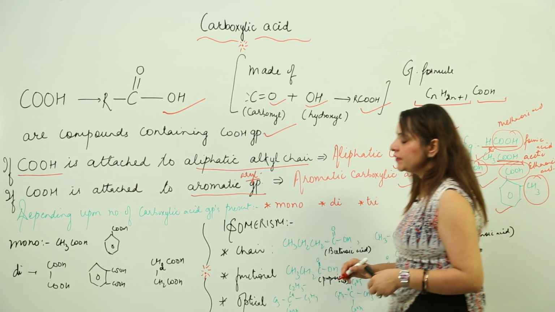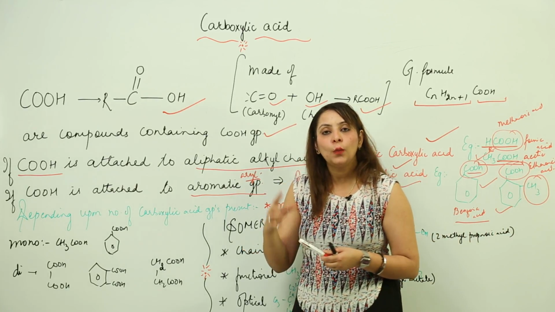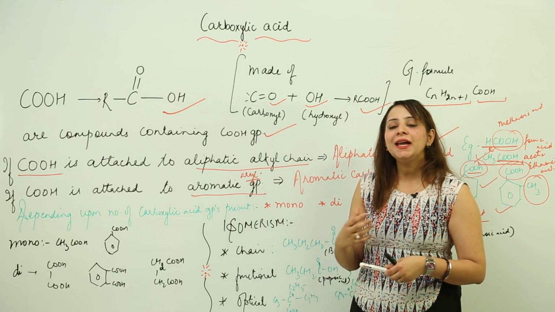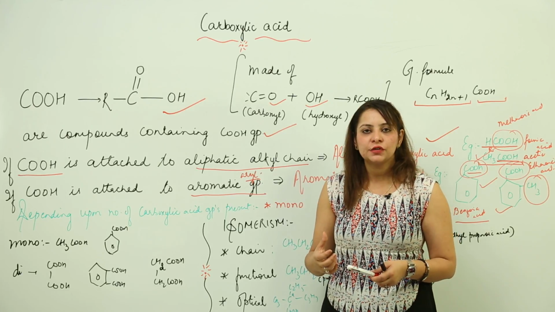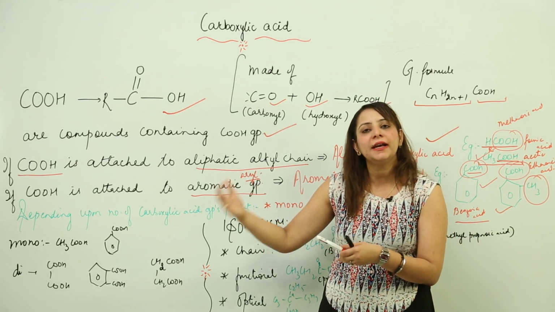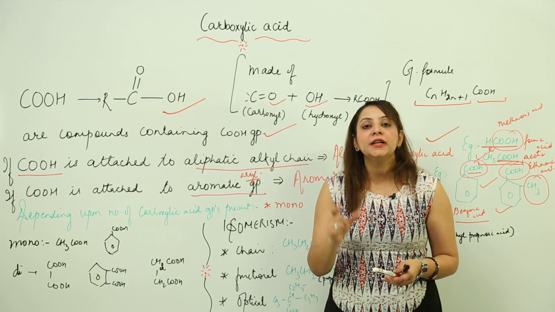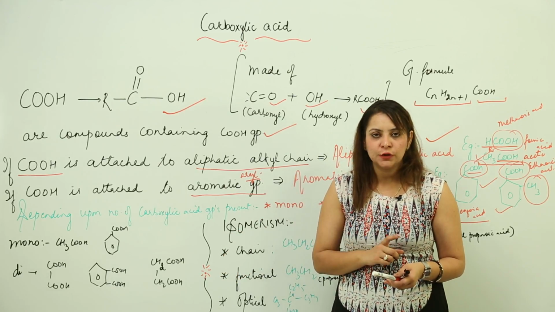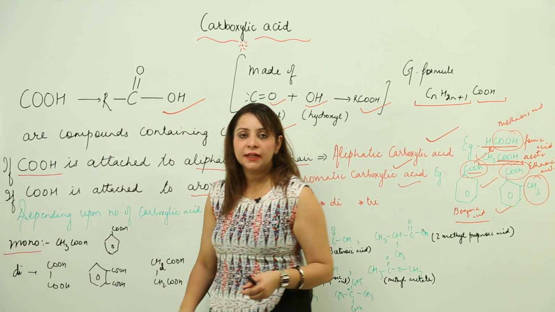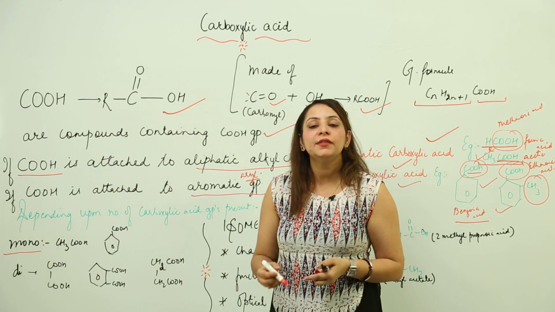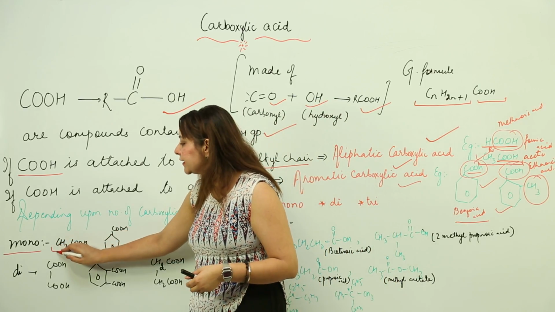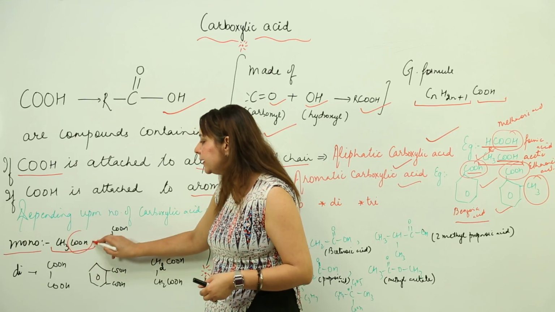So likewise we have seen that a compound may contain one carboxylic acid group, it may contain two, it may contain three. So we divide the derivatives of carboxylic acid into monocarboxylic acids, dicarboxylic acids, or tricarboxylic acids, depending upon the number of carboxylic groups actually present. So if there is one carboxylic acid group in a compound, it is a derivative of monocarboxylic acid. As you have seen here in CH3COOH, there is only one COOH present.